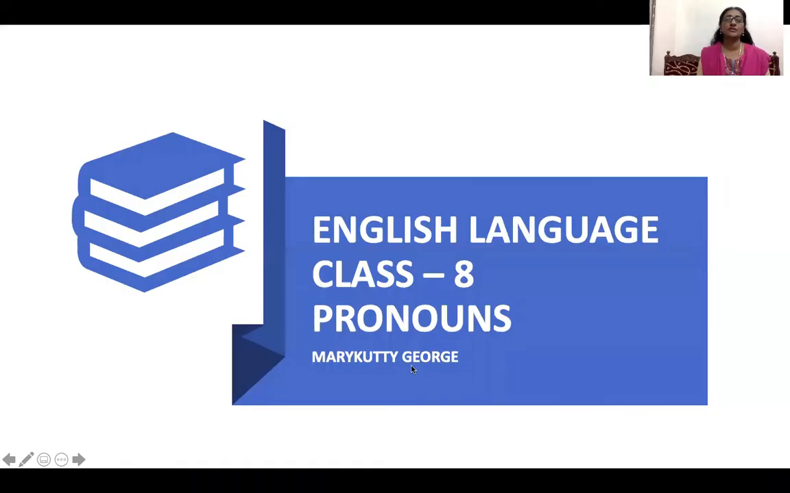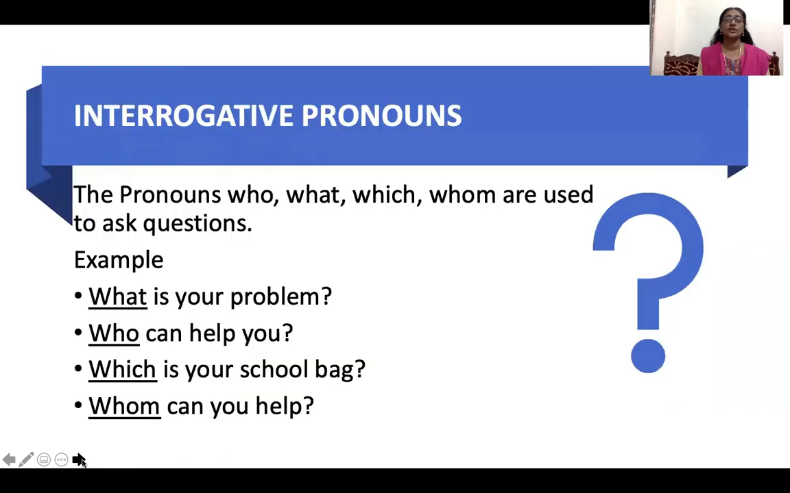Good morning, students. Let us continue with the second lesson, pronouns. And now we will learn about the interrogative pronouns.